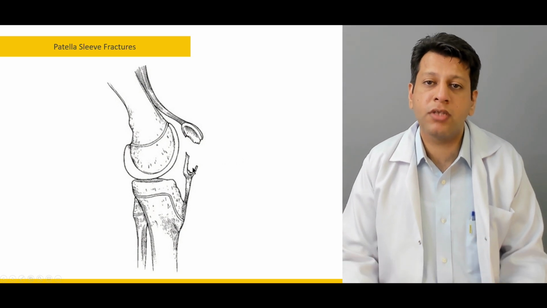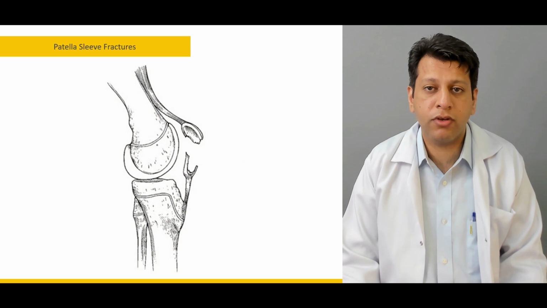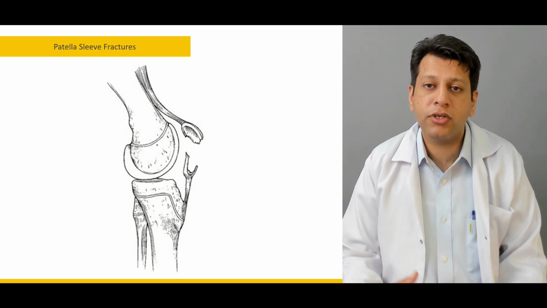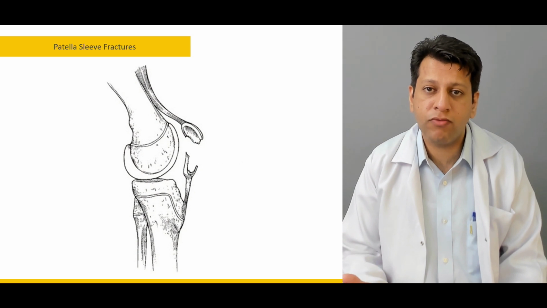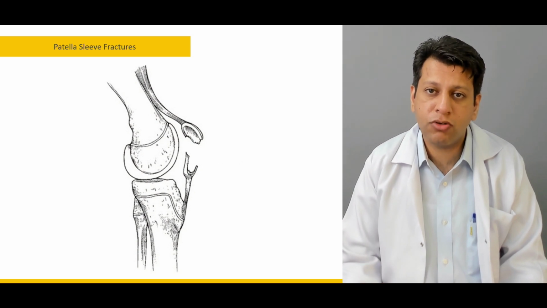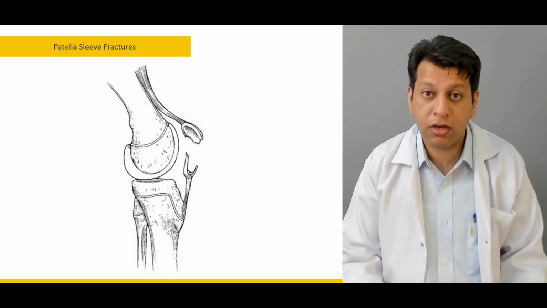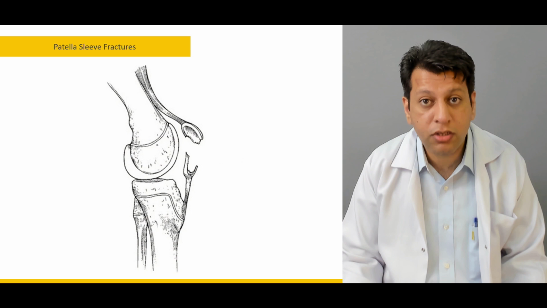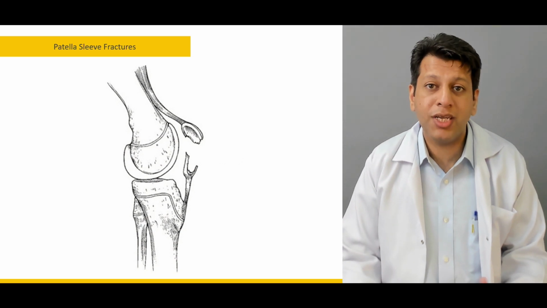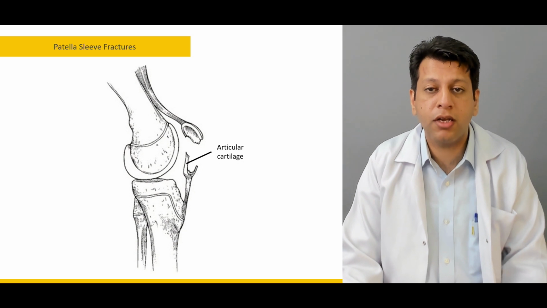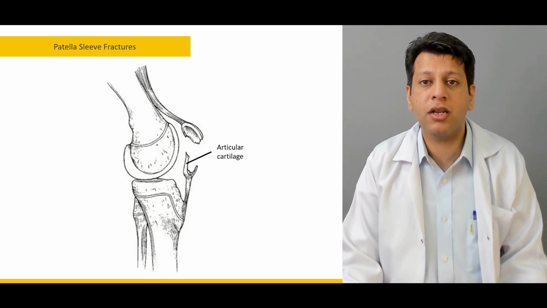When you examine the knee, there will be loss of knee extension because the quadriceps mechanism would be lost, and the patient would be unable to lift the leg with the knee straight. This is indicative that there may be a patellar sleeve fracture, a patellar ligament rupture, or a quadriceps tendon rupture as well. Now you need to assess every possibility as per examination, and getting X-rays and MRI may also be required as well.